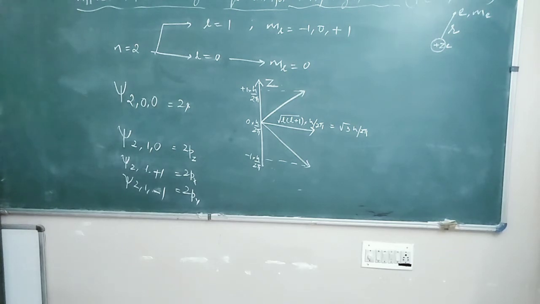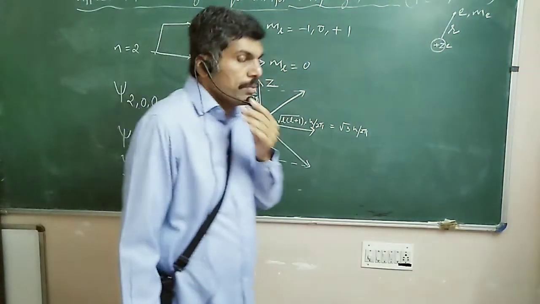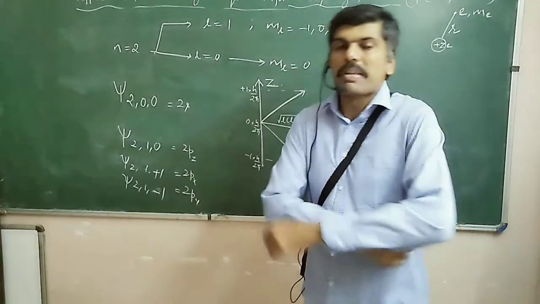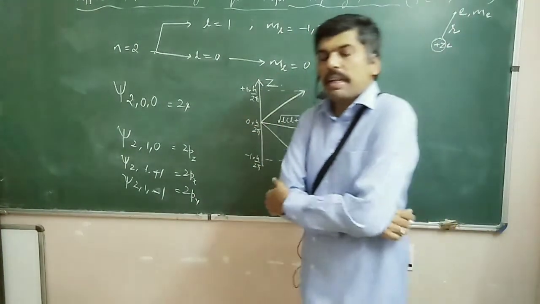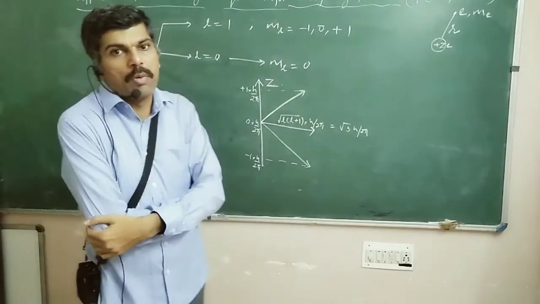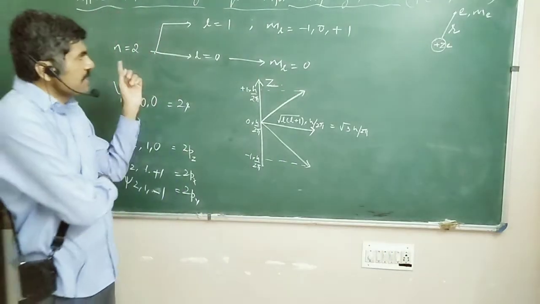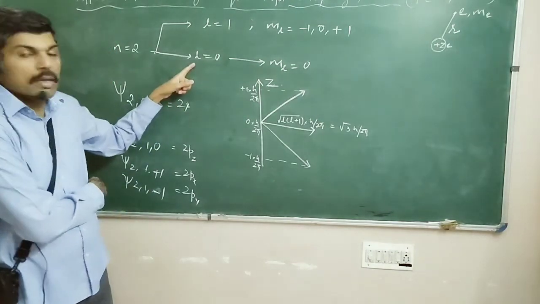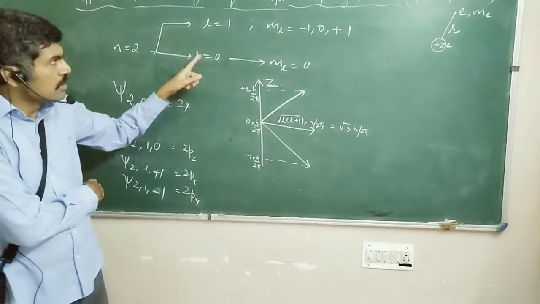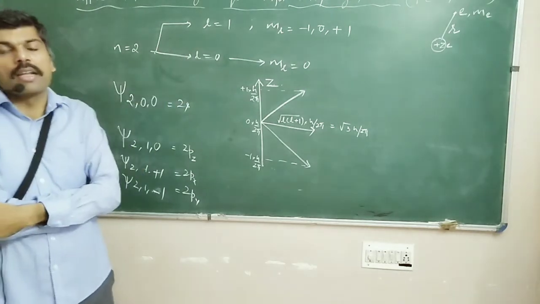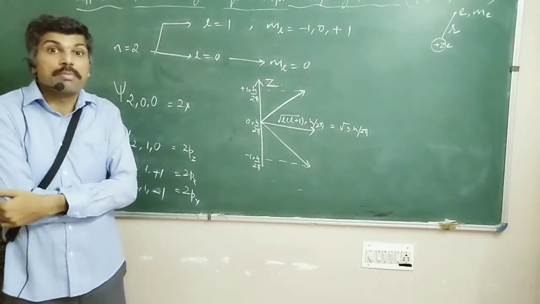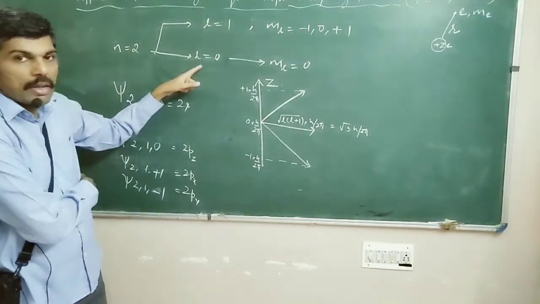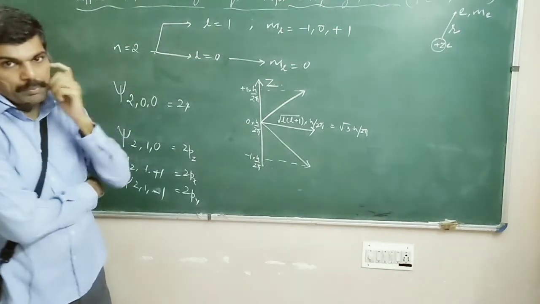Let us now consider the variation of L and ml for a given value of the principal quantum number. Let us say that the principal quantum number is now 2. When n is equal to 2, the orbital angular momentum quantum number can take two values, 0 and 1. In general, L can take values from 0 to n minus 1. So since n is equal to 2, it can take two values, 0 and 1.